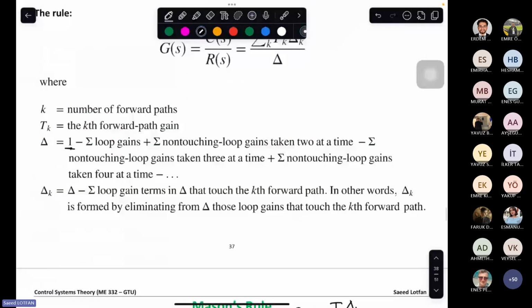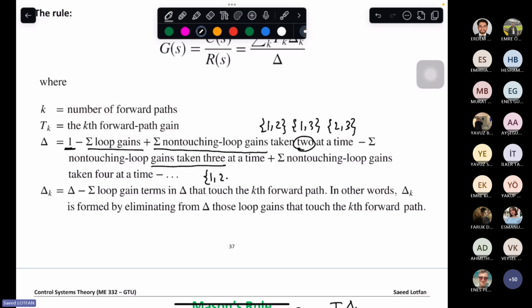Delta says that 1 minus loop gains plus non-touching loop gains taken 2, for example 1, 2, 1, 3, or 2, 3. Then minus loop gains taken 3 at a time, for example 1, 2, 3, or 4, 5, 6. And it continues. Plus loop gains taken 4 at a time, for example 1, 2, 3, 4, if they are non-touching. And delta K means delta minus loop gain terms in delta that touch the feed-forward path.